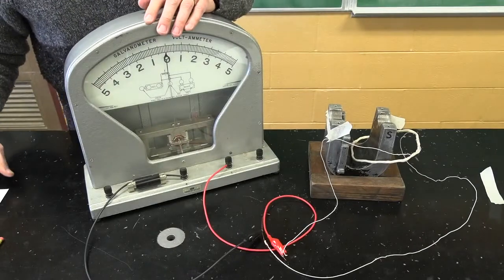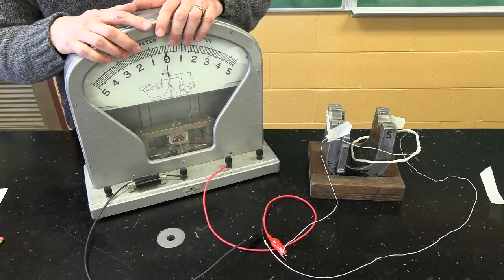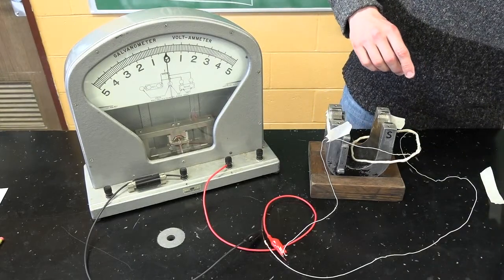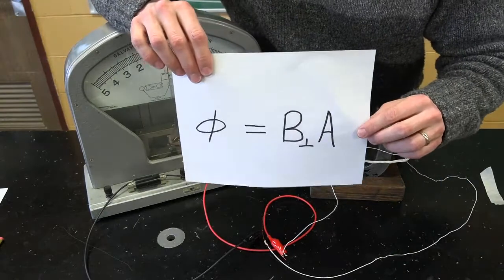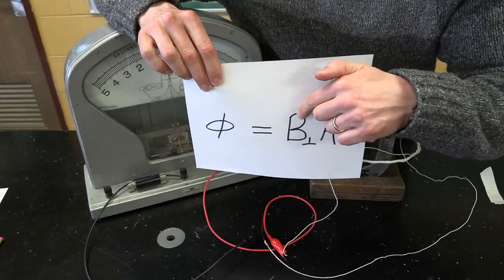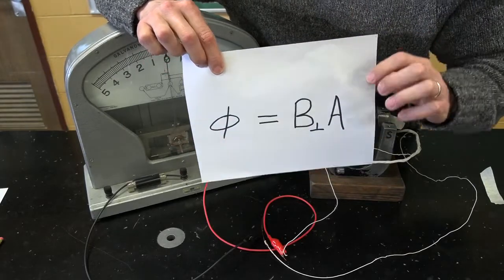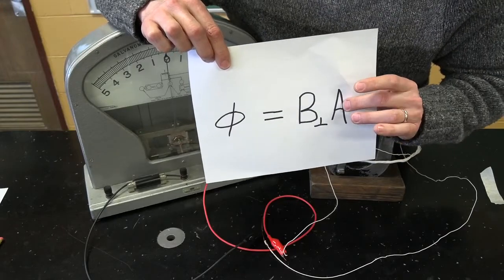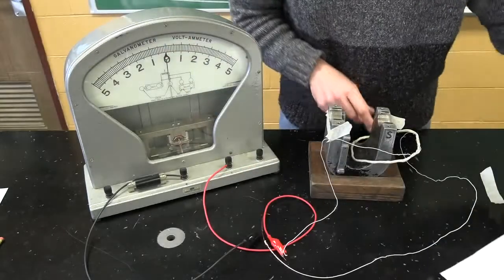But before I go on to the notes, I want to point out that it's not only changing the magnetic field that changes the flux. We could also change the area right here, because if I make the area smaller, I get less flux. So let me show you that.